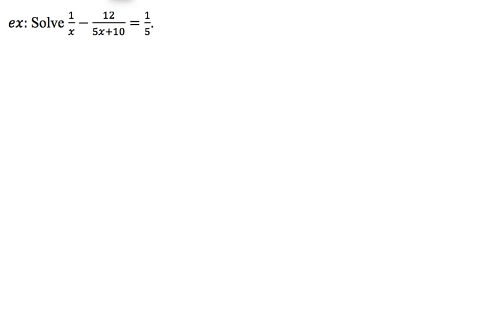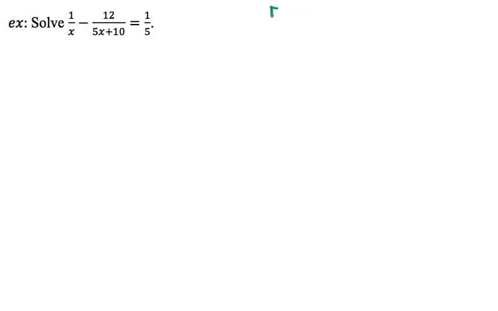So in this rational equation, we have denominators of x, 5, and 5x plus 10. And we need to multiply both sides of the equation by the lowest common multiple of the denominators in order to eliminate the denominators completely. Now, one way to work it would be to multiply by 5 and x and 5x plus 10 on both sides. But that would actually be overkill because 5 is a factor of 5x plus 10.